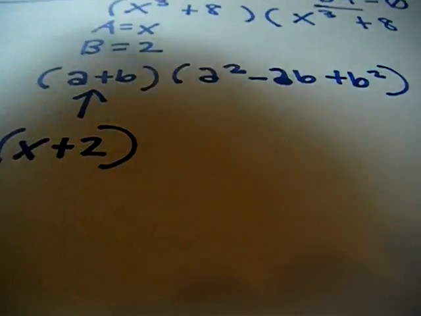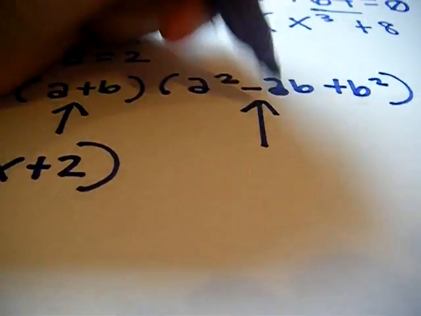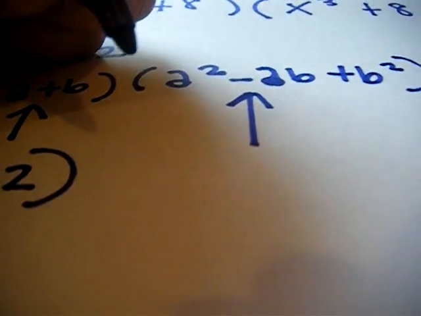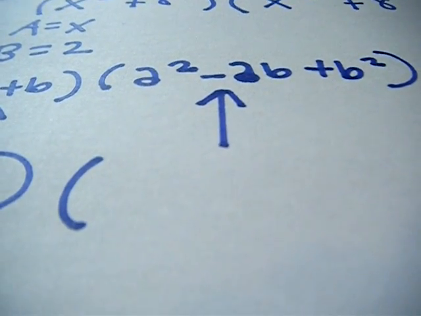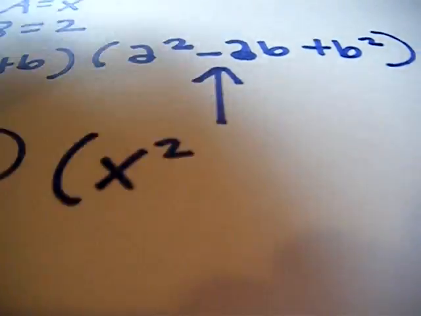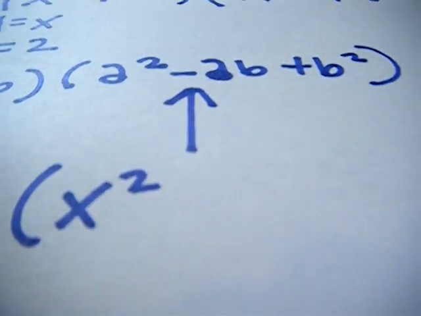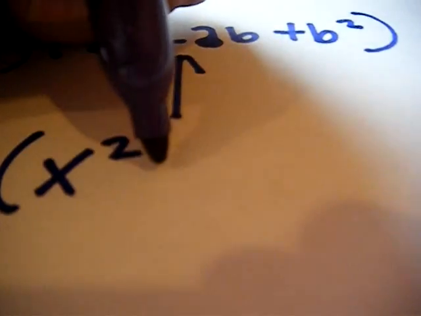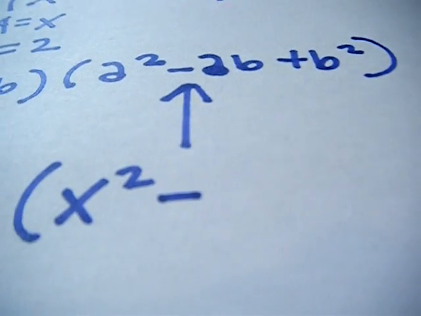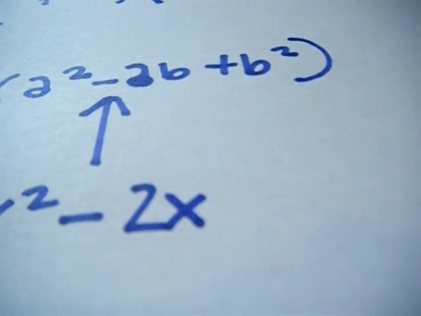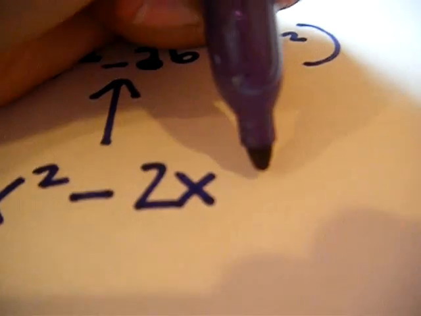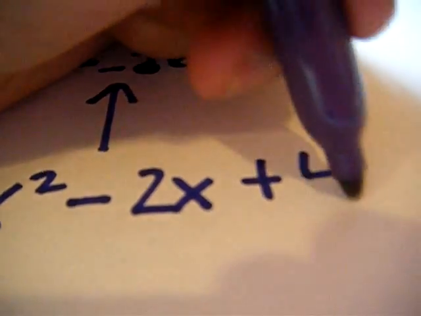Next, what we do is we have to fill in the a's and b's for this side. And then we know that since a is x, we have to do x squared. And then we have to do negative a times b, and a times b is 2x, plus b squared. B squared is 2 times 2, which is 4.